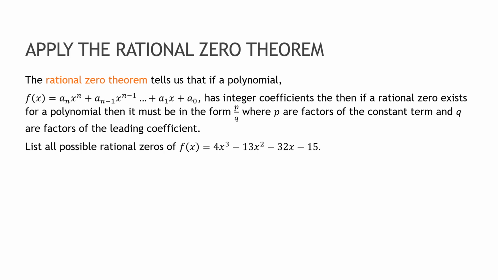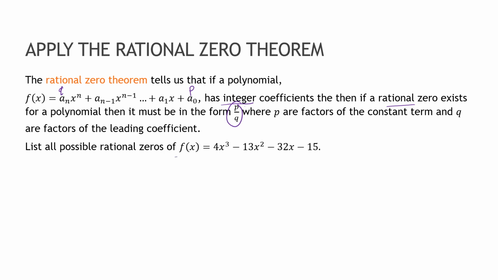So the rational zero theorem tells us that if we have a polynomial that has integer coefficients, which just means nice positive or negative whole numbers, then if a rational, meaning not imaginary, rational zero exists, then it must be in the form p over q, where p are factors of the constant term, that's the guy down here, and q are factors of the leading coefficient, that's the first one. So let's look at this together.